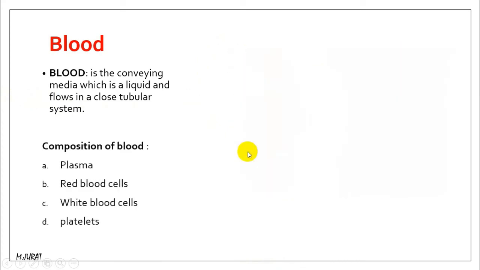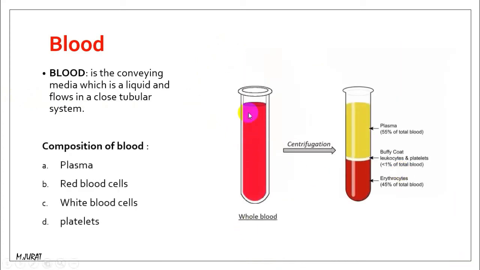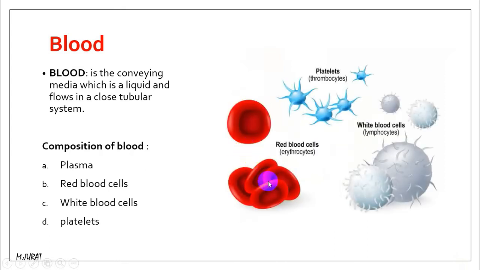If we separate the contents of blood with a centrifuge, which is lab equipment, we can find out that there is 55% plasma and other cells. The cells are red blood cells, white blood cells and platelets.